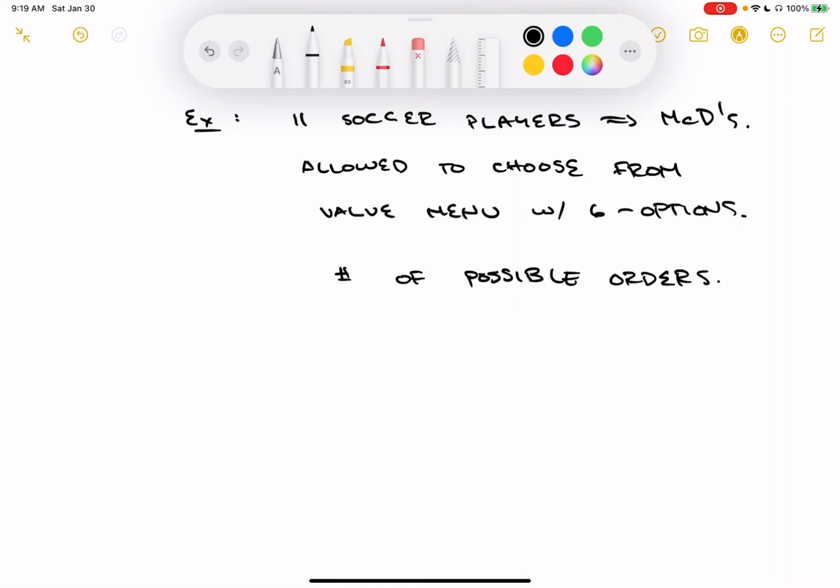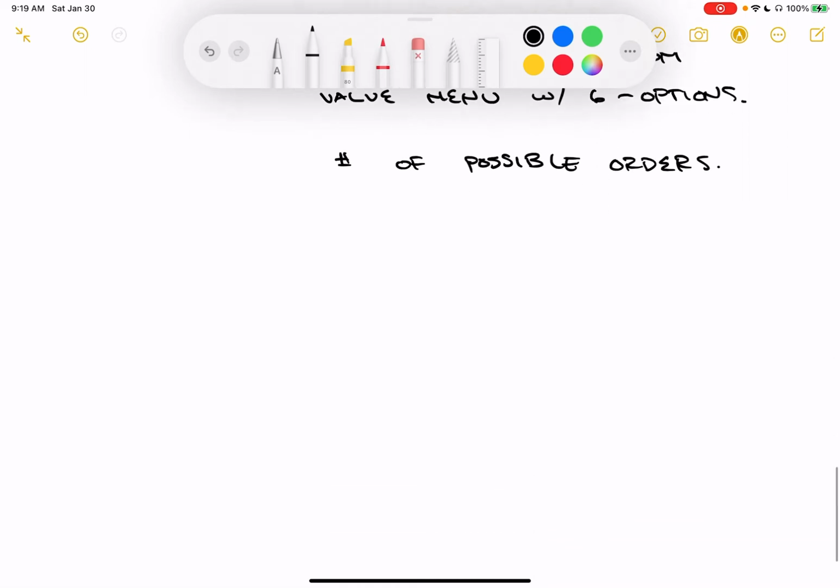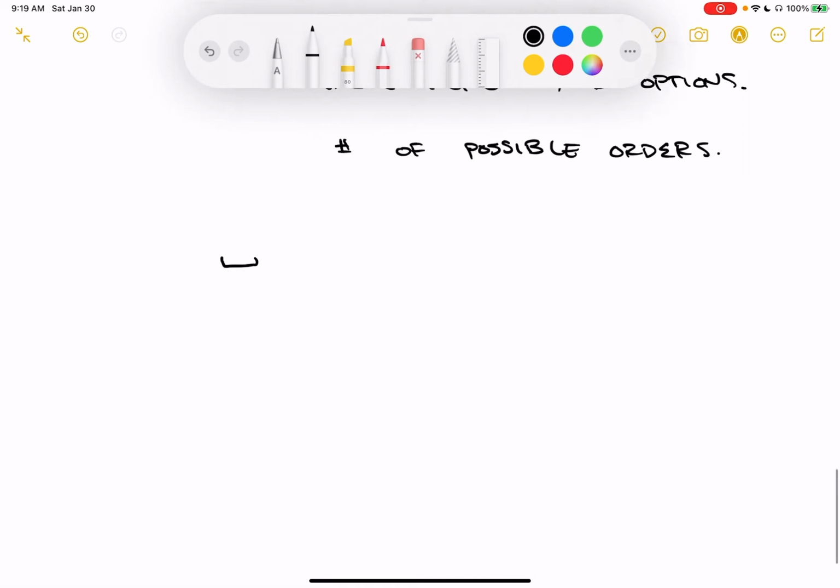So when I look at something like this, I'm trying to ask myself things like, does order matter? And I would say, yes, order does matter. Maybe I'm going to go ahead and give myself a little bit of a drawing here. I'm going to have player 1 and player 2, right? And they're going to go all the way out until we hit player 11. Each one of these players wants a value meal item on there.